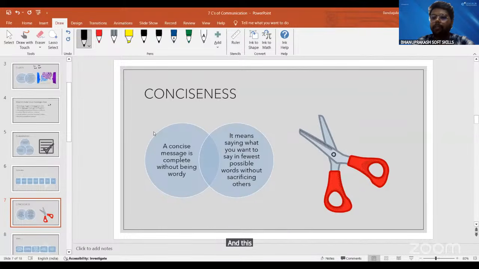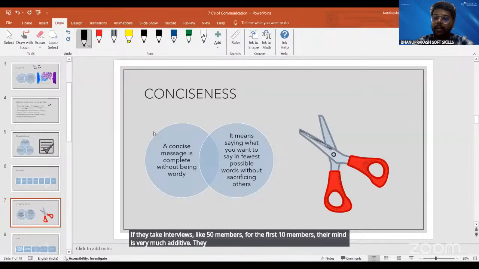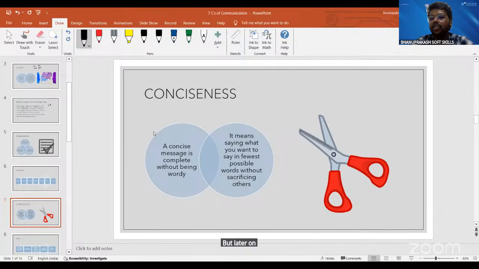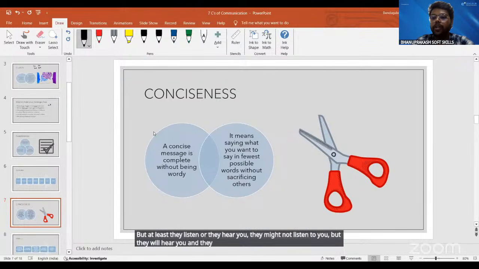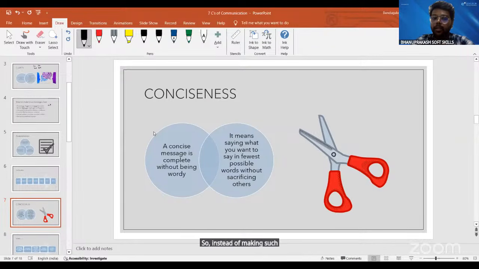And this is also a very common fact that normally, if they take interviews of like 50 members, for the first 10 members, their mind is very attentive. They can listen. But later on, their attention on each and every word will decrease. But at least they hear you, and they will also observe you. So instead of making such situations, you can make every message concise so that every message looks short and others will easily retain that.